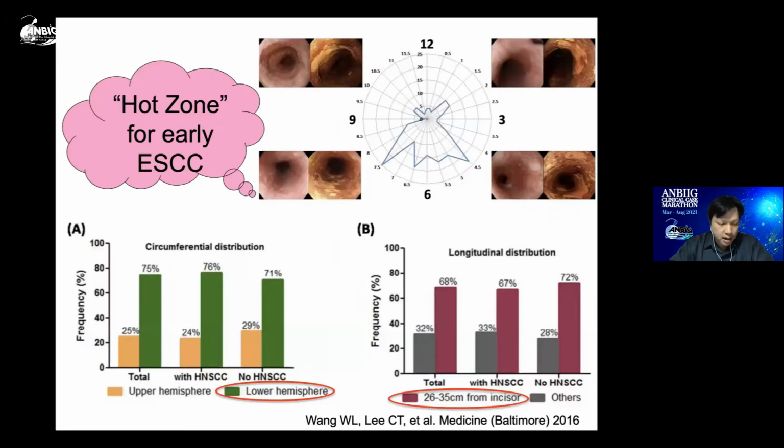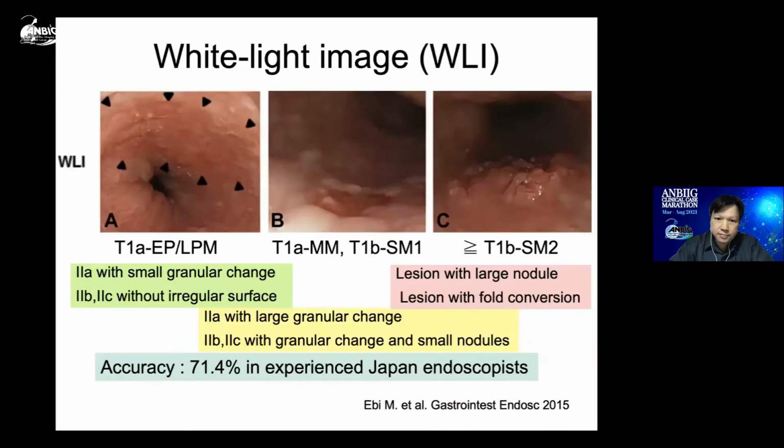Another study from our hospital also shows that there is a hot-zone area for the development of early esophageal cancer. Usually, we should pay more attention to the lower hemisphere of the esophagus, and the location is usually from the middle to lower esophagus. This area is a hot zone area for developing esophageal cancer.